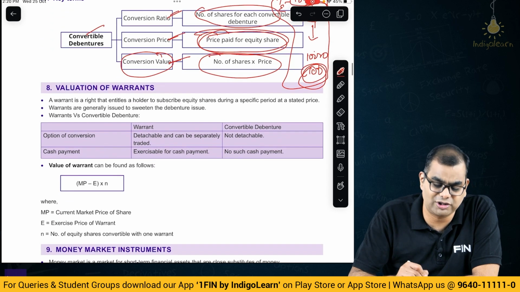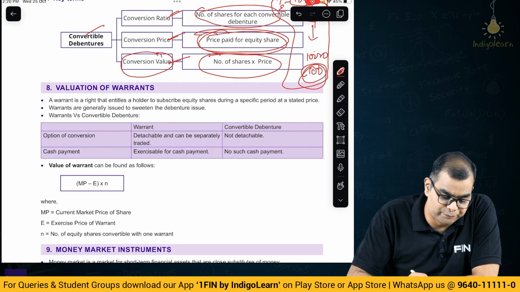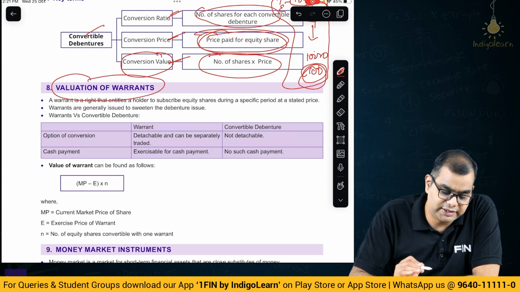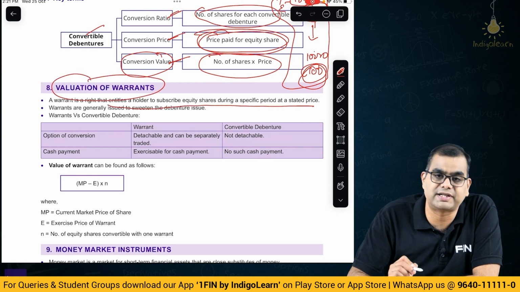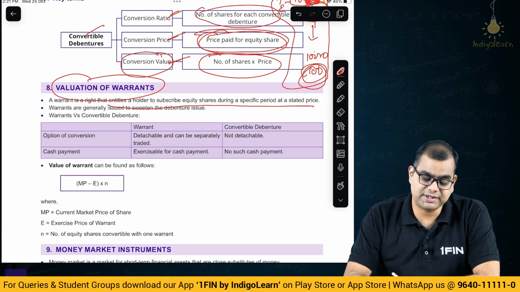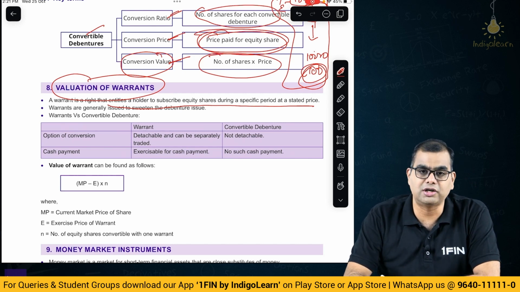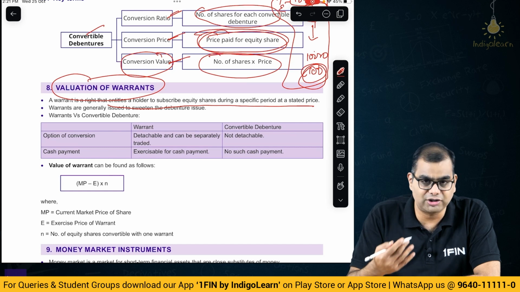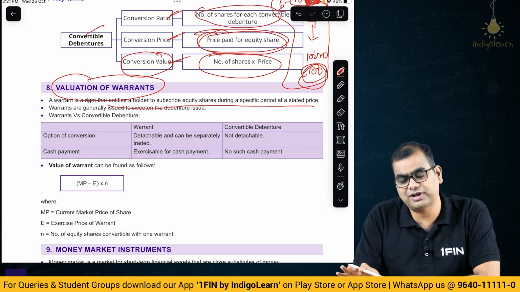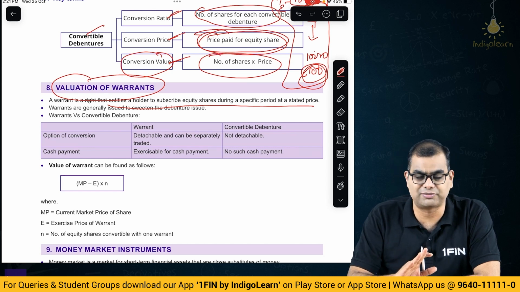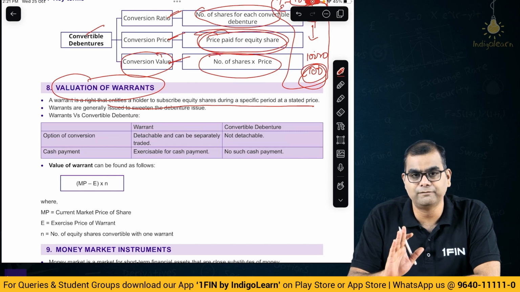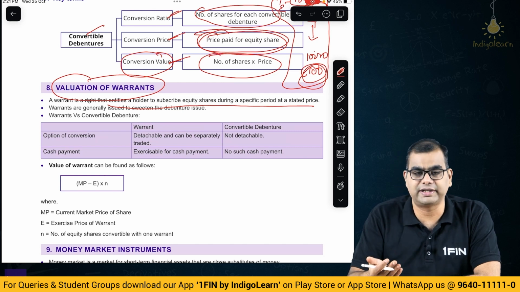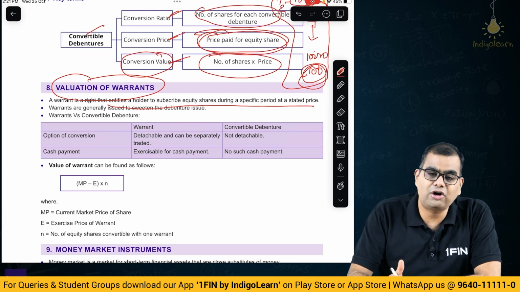Next, we also have something called as warrants. I want to cover these two together. What are warrants? Warrant is a right that entitles a holder to subscribe to equity shares during a specific period at a stated price. So, what usually happens is when you issue debentures or bonds, in addition to allowing the debentures or bonds to be directly converted to equity, in which case the loan value becomes 0 and equity value gets substituted for the equivalent of loan value, you can also do another thing, which is I will allot you bonds.